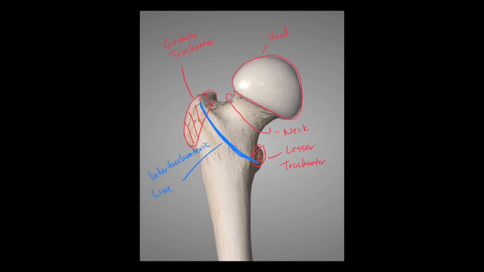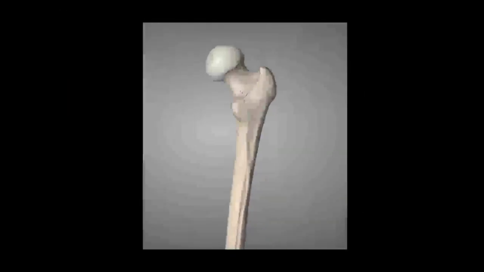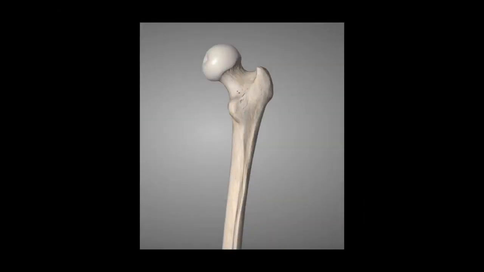Now on the posterior aspect of the proximal end of the femur bone, a few more landmarks come into view. On the head of the femur bone, we see a small little depression right here. That depression is called the fovea of the head of the femur bone.